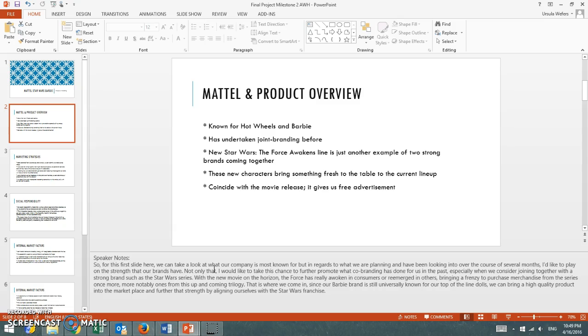So for me to understand exactly what you want to say on each slide, I need to read these speaker notes. In these speaker notes, you're going to write what you would be saying if you were presenting your work. In that way, your slides just have bullet points and it's not a clutter of information.